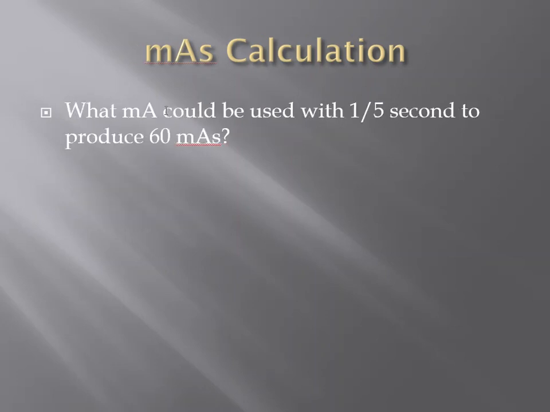So what MA station could be used with 1/5 of a second to produce 60 mass? So again, I would convert that to a decimal. That would be the first thing that I would do. So it would be 60 divided by 0.2, which is 300.